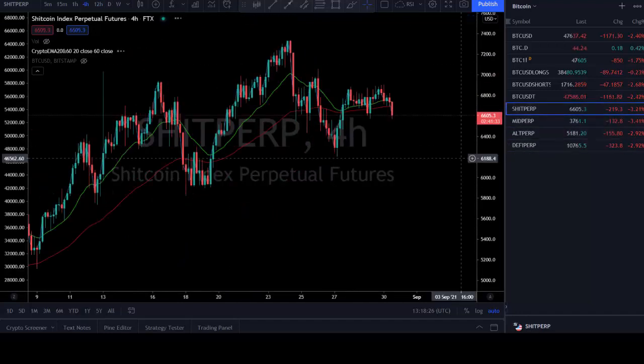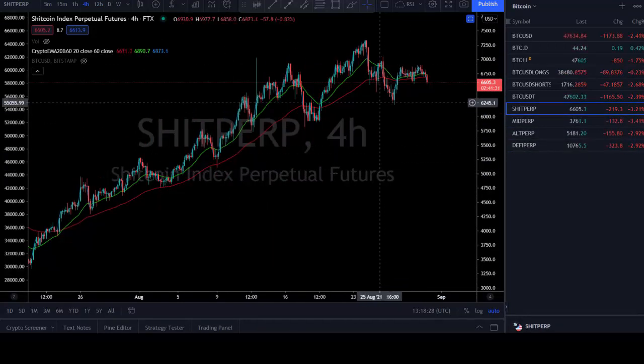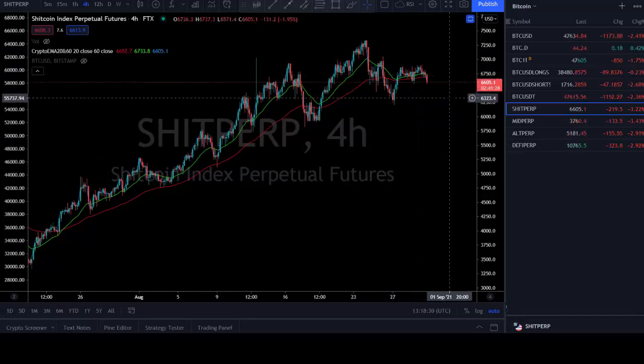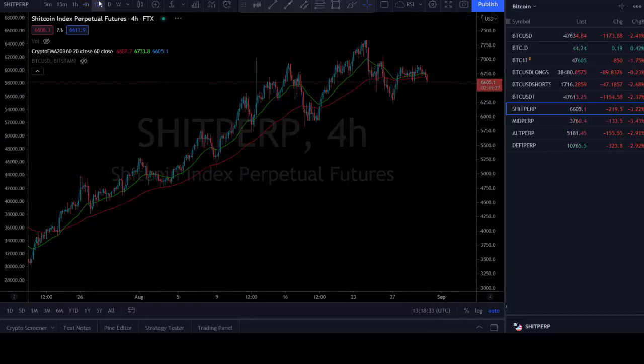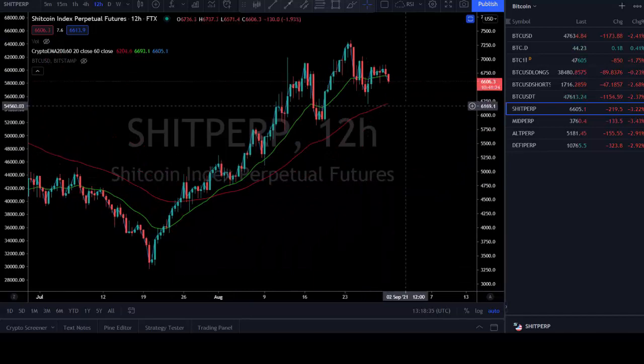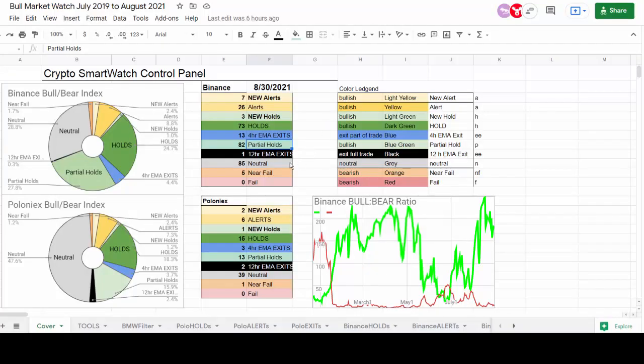We go into the shitcoin perpetuals. These are the lower market cap coins. They're very close to crossing those 4-hour EMAs, and yet a little distance away from crossing the 12-hour EMAs. And so this is what's happening right now with many of the altcoins.